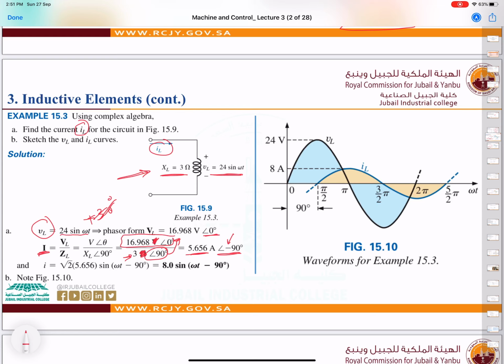Try to do it in the calculator, and you will find that it is true, we have a minus degree. Okay, now multiply by root 2, because we need to put it as an expression. So to find the I maximum, which is 8 sine omega t minus 90, this is the angle minus 90. So as you can see here, we have a shift, and this shift is 90 degree.